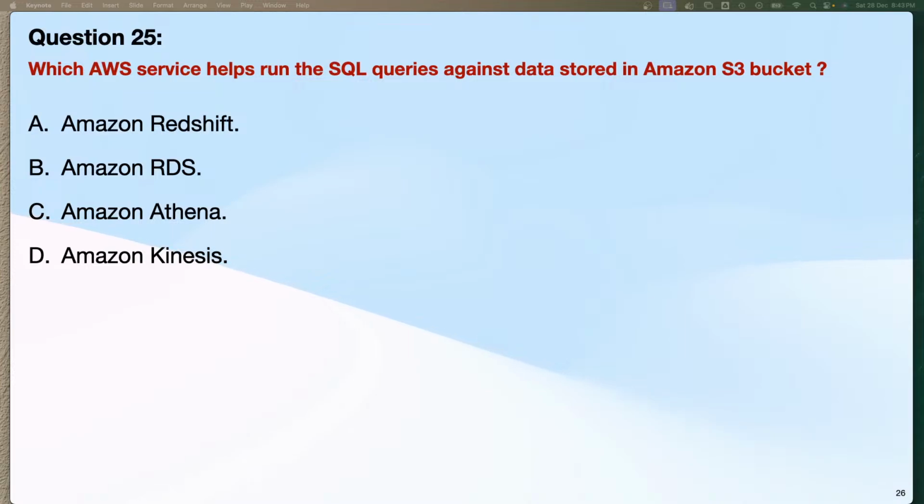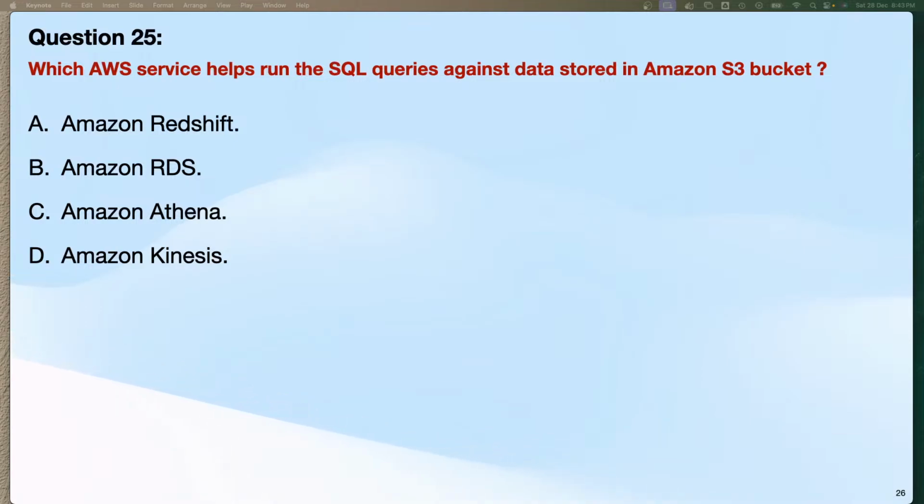Amazon RDS is a relational database which we discussed during our video course. So it is primarily for databases, right? Various database services. Amazon Athena, it is actually the answer. SQL queries you can run using Amazon Athena on S3 bucket data. And Amazon Kinesis is a data streaming service. You have data streams and video streams in Kinesis. So remember, Athena is how you run SQL queries against the Amazon S3 bucket.